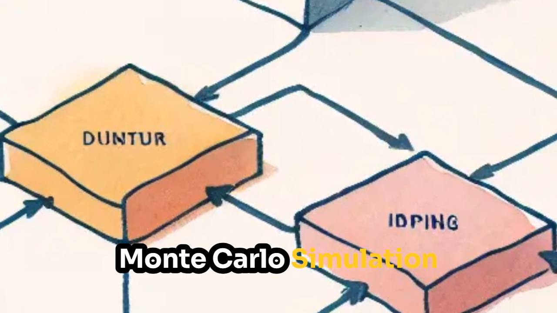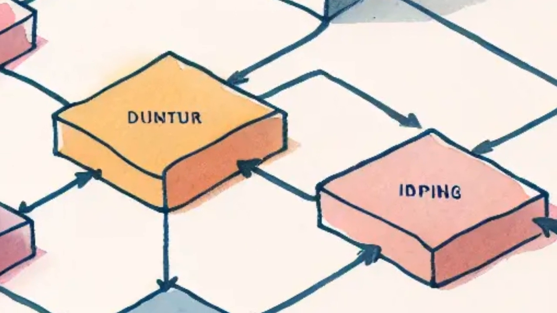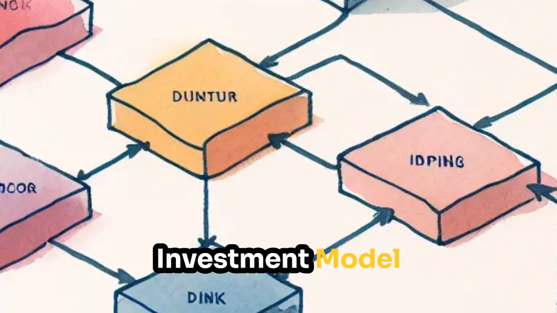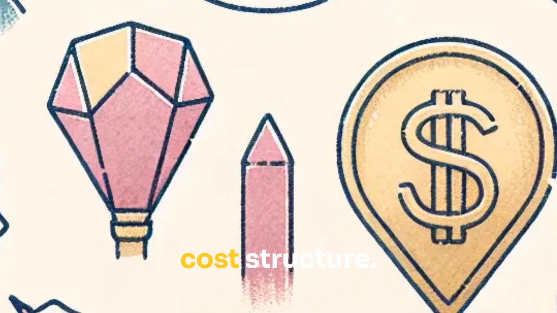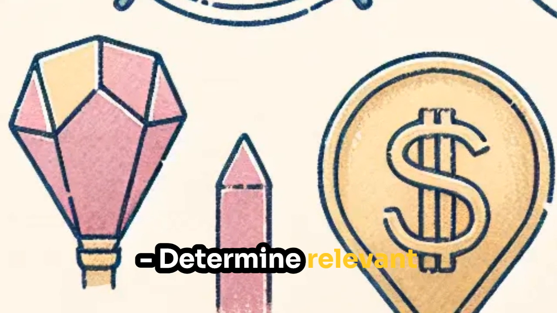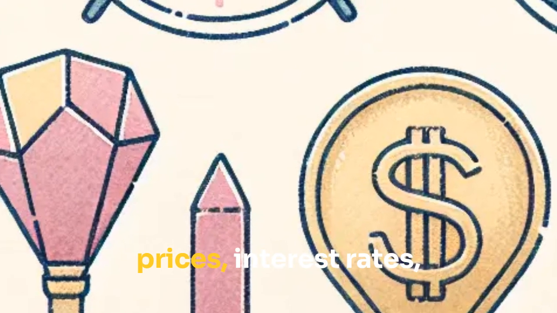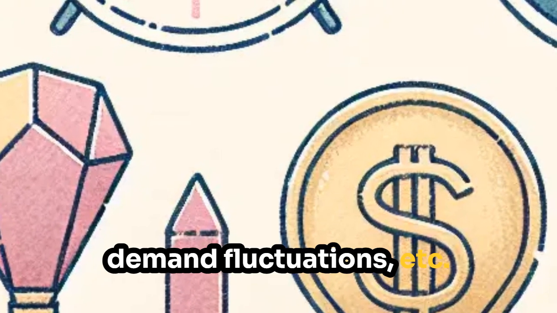Monte Carlo simulation process for real options. Step 1. Define the investment model. Identify the project's initial cost, expected revenues, and cost structure. Determine relevant uncertainties: commodity prices, interest rates, demand fluctuations, etc.